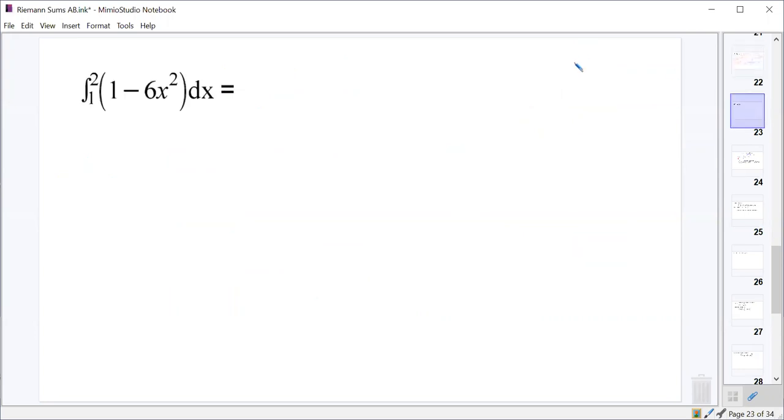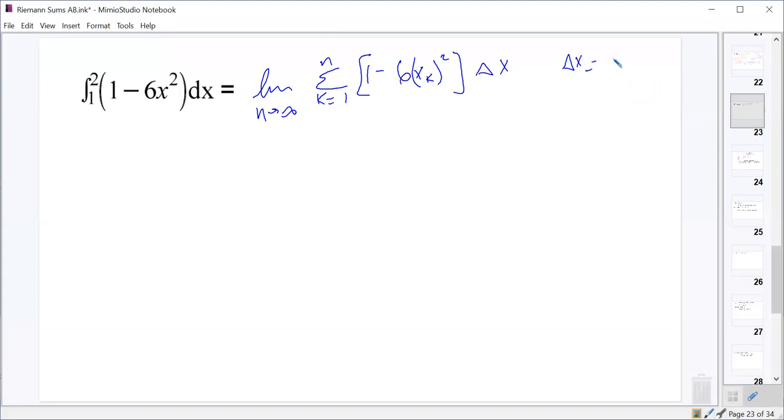One more. I'll let you guys start this one out on your own. So take a minute or so to see if you can figure this one out. Ready, go. So we've got a limit as n approaches infinity of a sum from k equals 1 to n of 1 minus 6 x sub k squared times delta x, with delta x equal to 1 over n and x sub k equal to 1 plus k over n. Is that what everybody got? Yeah. Perfect. So then it's just a bunch of arithmetic here.